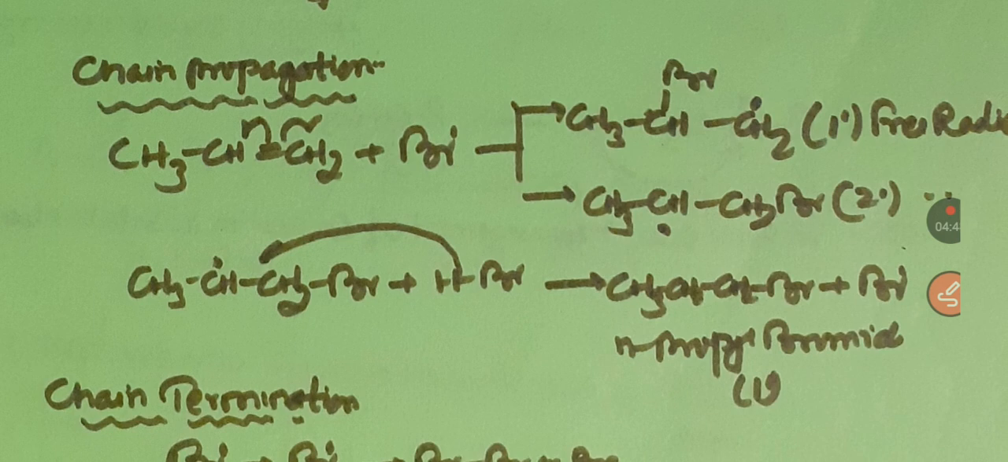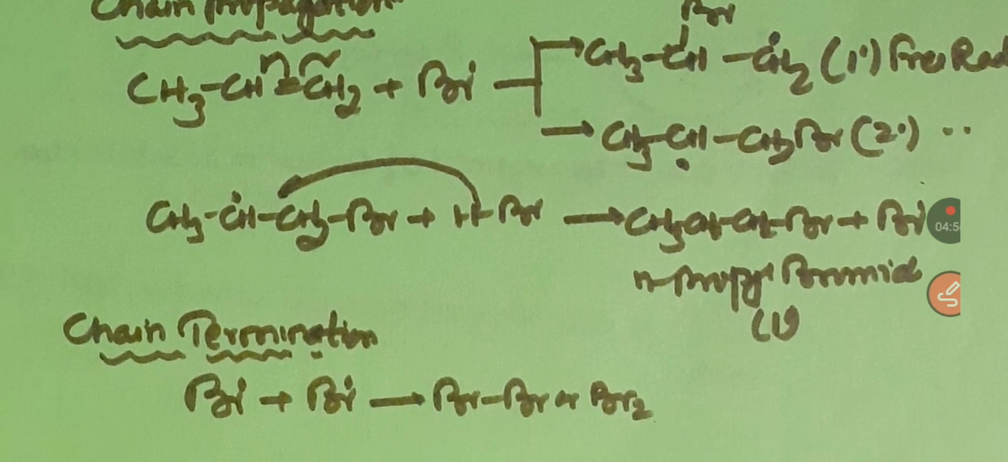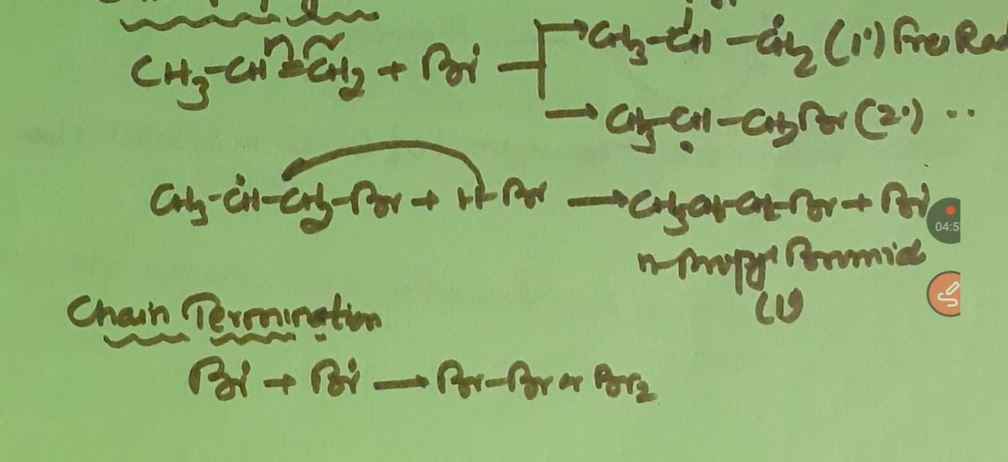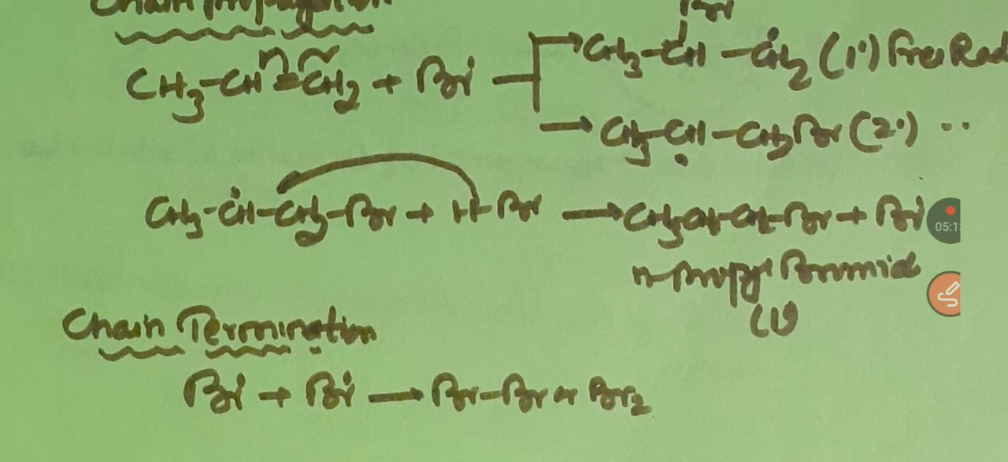Finally, the chain termination step. This step involves stopping of the chain reaction by interacting with the free radical. So bromine free radicals are combined together and form bromine. So this is the story about anti-Markovnikov addition, which is also known as Kharasch peroxide effect, and it is an example of free radical addition reaction.